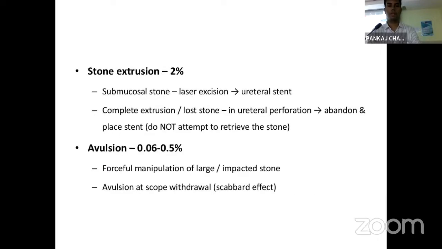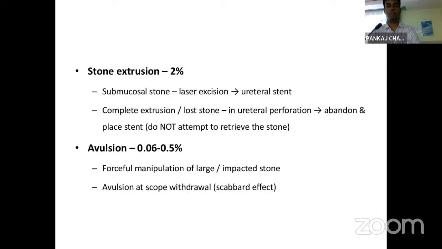Stone extrusion is seen in 2%. If the stone is submucosal, laser excision can be done and a ureteral stent can be placed. If there is a complete extrusion or a lost stone in ureteral perforation, the procedure should be abandoned and a stent is placed, and there should not be any attempt to retrieve the stone.